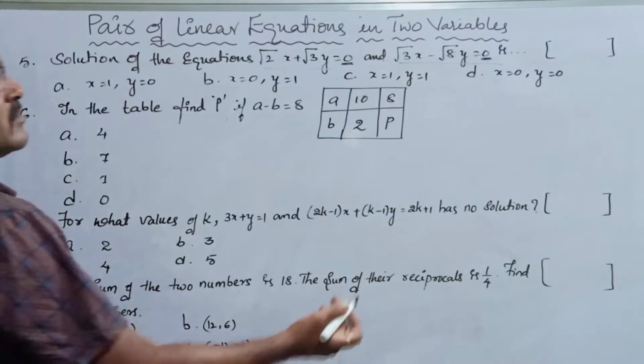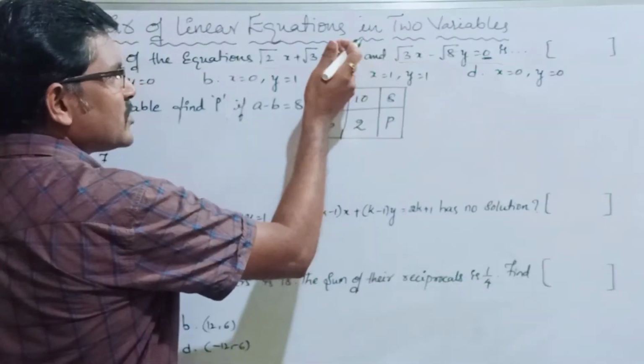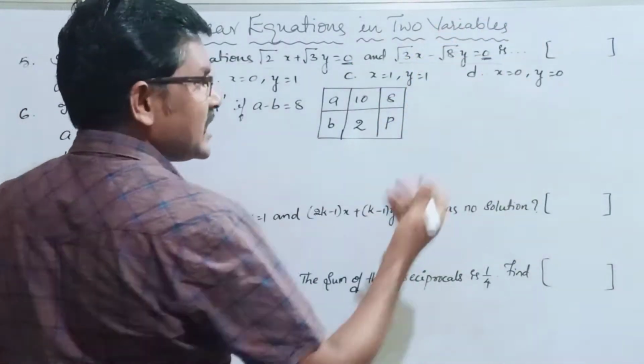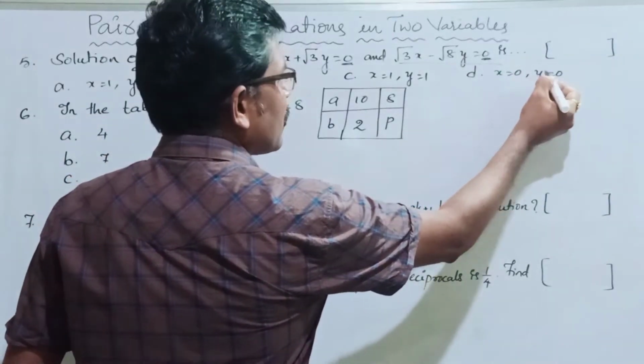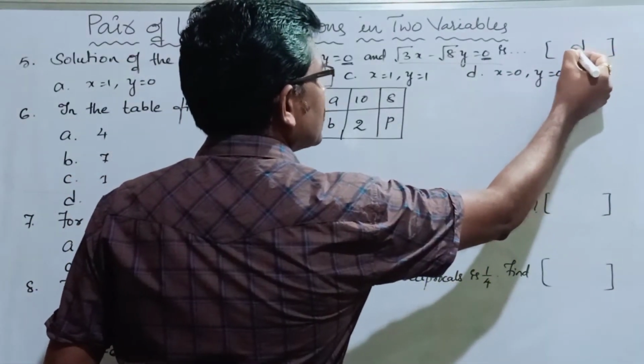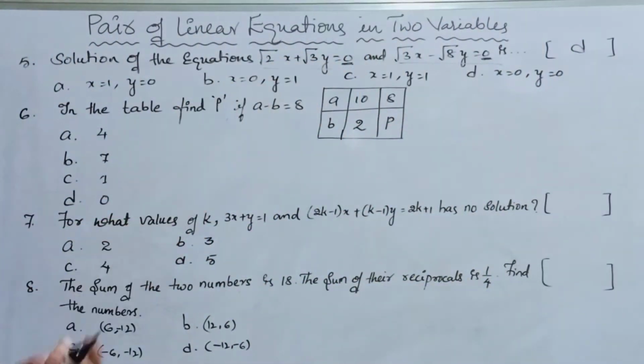సో సింపుల్. If C is equals to 0, C1 is equals to 0 and C2 is equals to 0, there is no solution. That's simple. X is equals to 0, Y is equals to 0. So option D is the right answer.